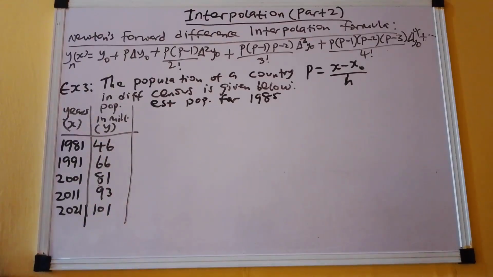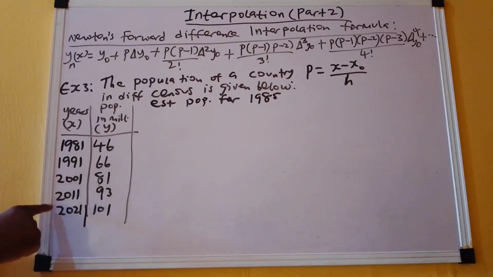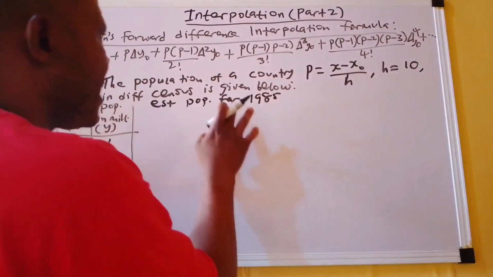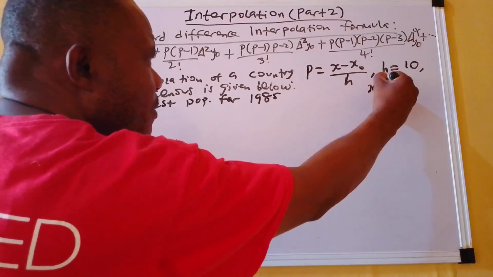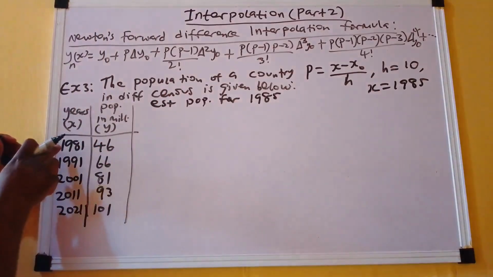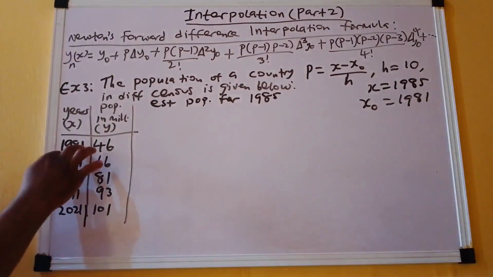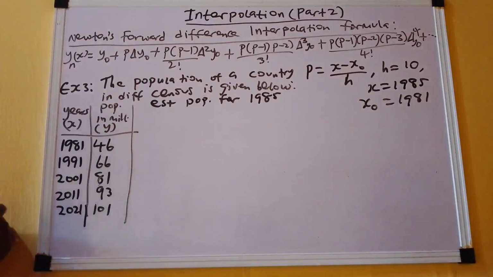Then X represents the years. You know, census is done every 10 years. Between 1981 and 1991 is 10 years. Between 1991 and 2001 is 10 years. Between 2001 to 2011 is another 10 years. Between 2011 and 2021 is another 10 years. So now, without being told, you will know that our h is equal to 10. Now, the estimate we have to get means our X will be 1985. Remember, our X naught will be equal to 1981. So this is X naught, X1, X2, X3, X4, Y naught, Y1, Y2, Y3, Y4. So that's how the values are given.